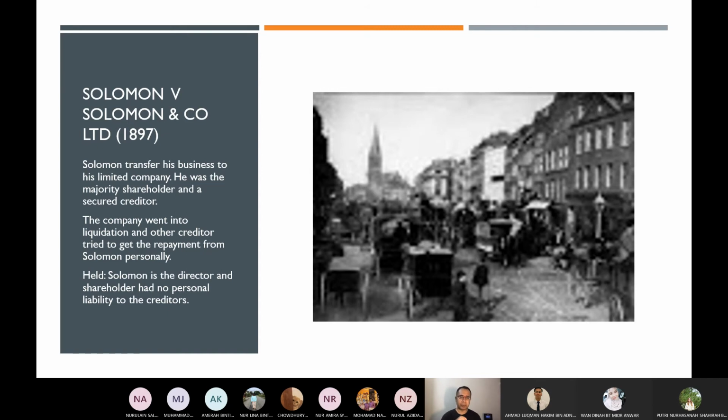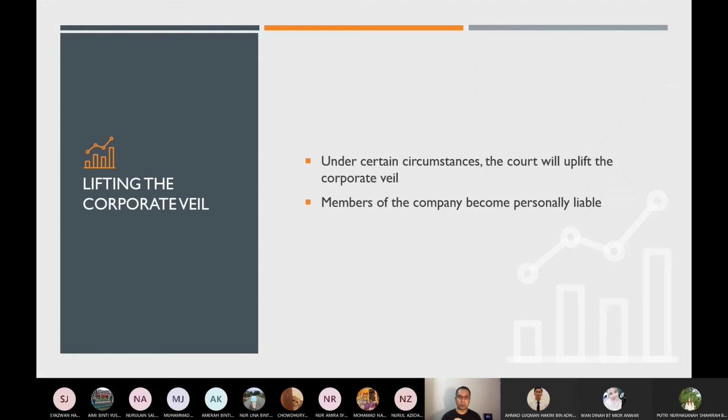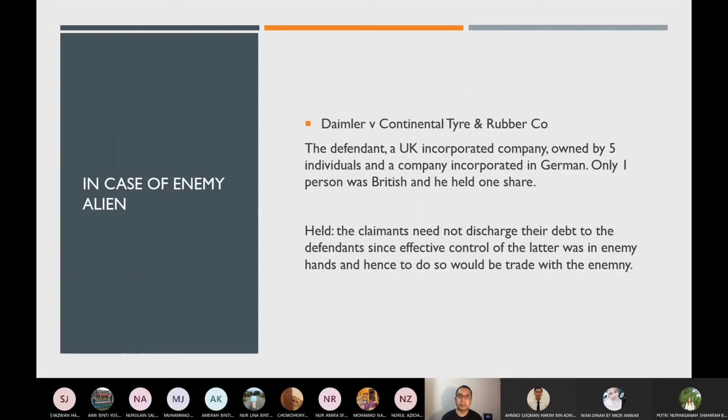Last week we talked about the first circumstance whereby the court may uplift the corporate veil: the case of enemy aliens. We discussed Daimler against Continental Tire and Rubber Company, during World War II. The court held that in a company controlled by enemy aliens, the court may uplift the corporate veil and see who are the directors behind that company. We stopped here last week, at the case of enemy alien.